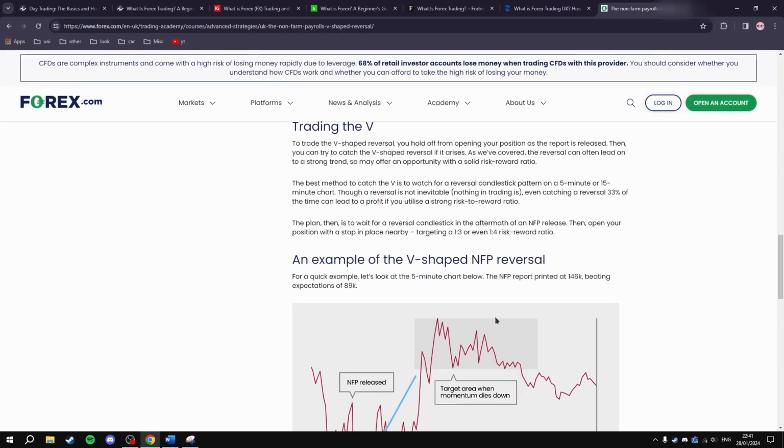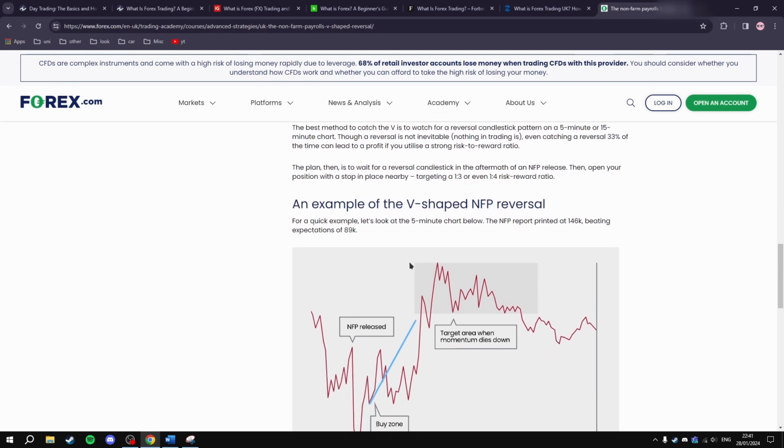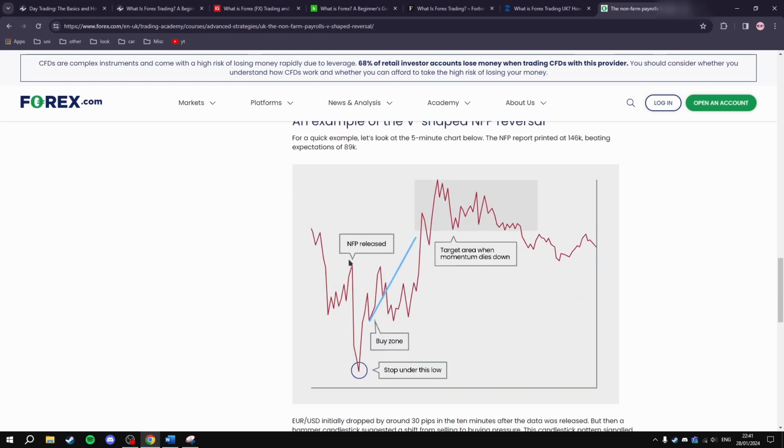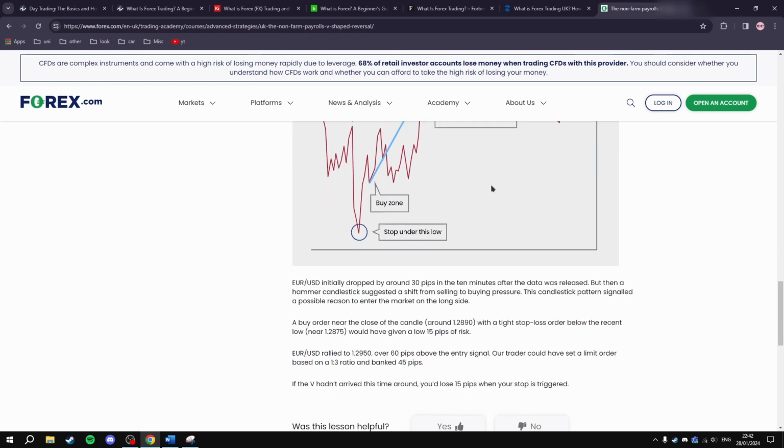An example of the V-shaped NFP reversal. For a quick example, let's look at the 5-minute chart below. The NFP report is printed at 146k, beating expectations of 189k. NFP release, that's a V shape here. Stop under this low, buy zone. Goes up, target area where momentum dies down. So close the trade off somewhere around here.